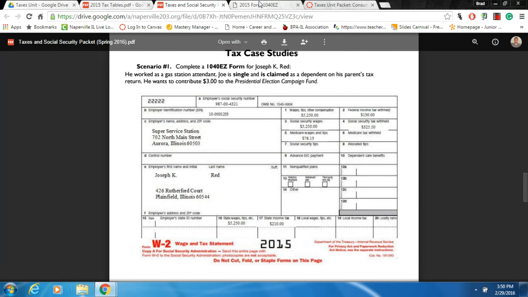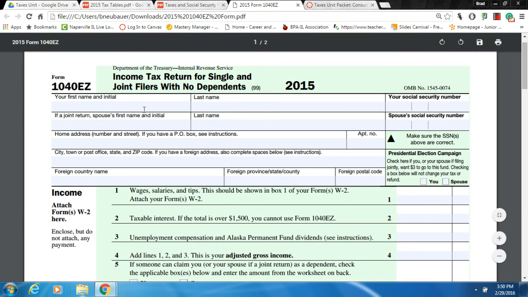Okay. So going back to the 1040 EZ form, just start at the top, work your way down. So we want his first name, his first initial, Joseph K. Red. Anytime you're filling out these forms, you want to use your full name.